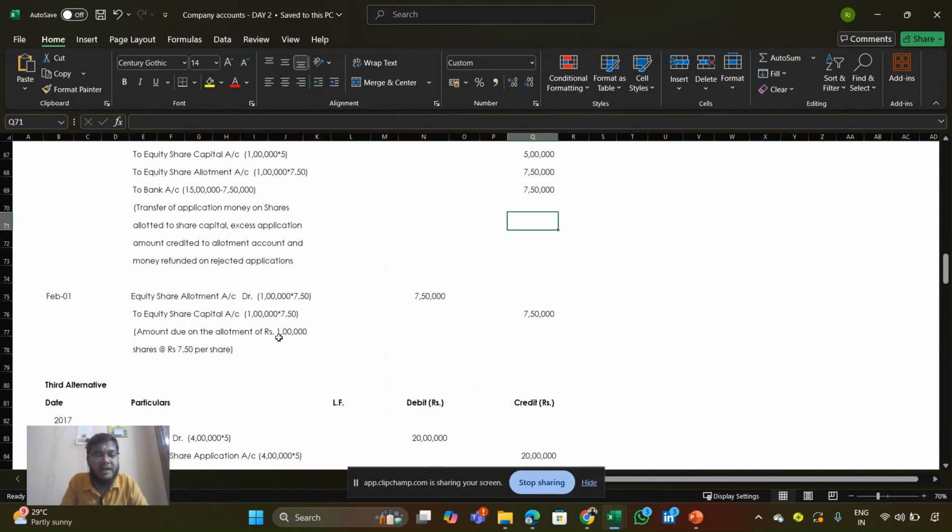It will have an impact on the allotment money also. The allotment due amount is 7 lakh 50. In the received entry, we didn't write a received entry. Can anyone tell the reason for not writing the received entry?